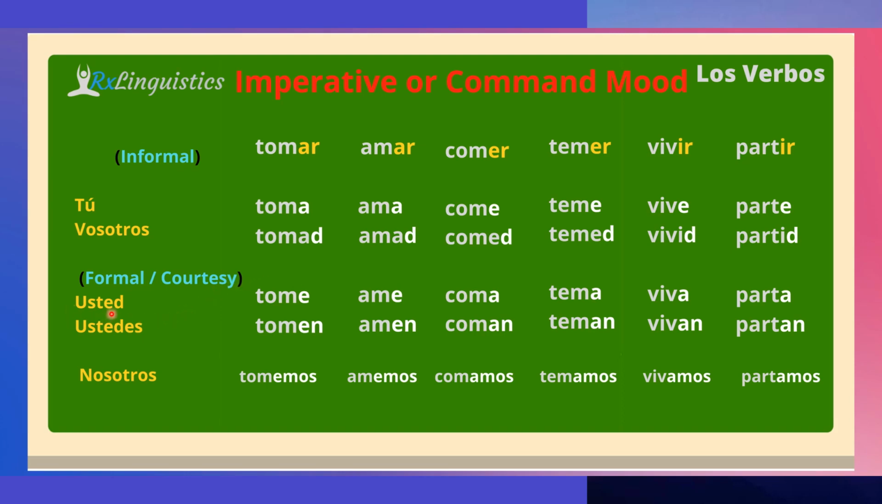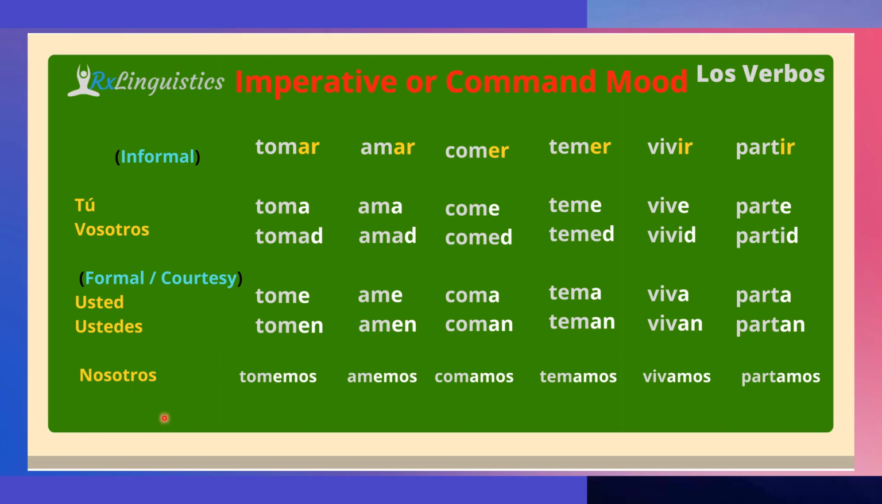Okay? In the formal or courtesy, which is also politeness, circumstances, it's the usted form that you use. And the usted form for tomar will be the subjunctive that we were talking about. Okay? So you have tome, ame, coma, tema, viva, parta.